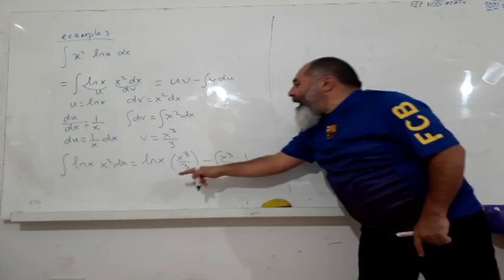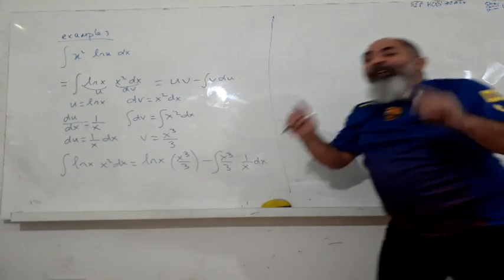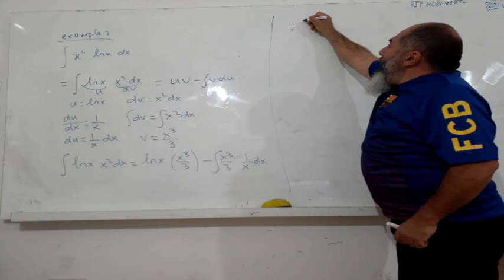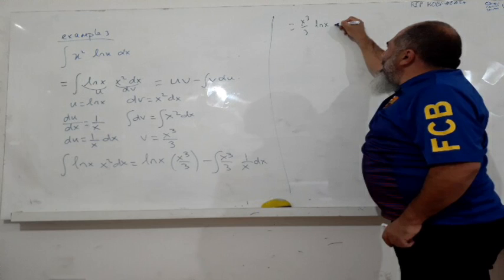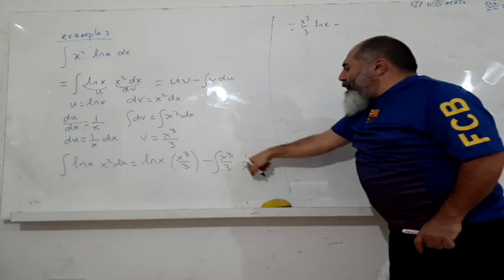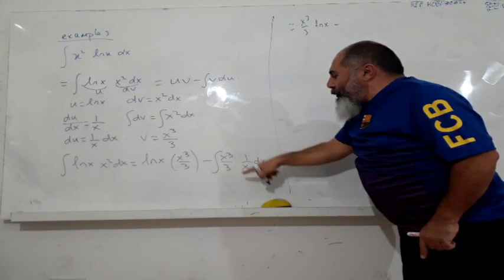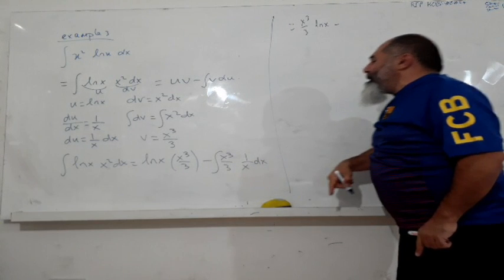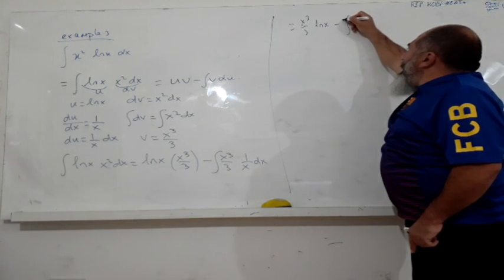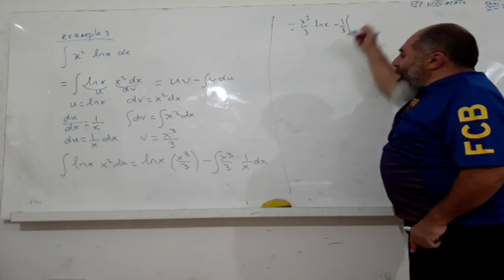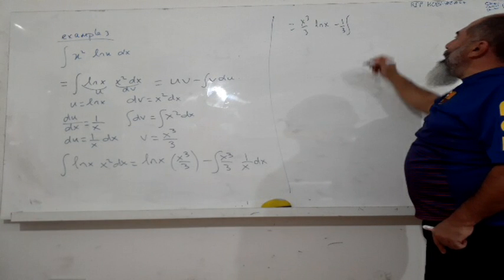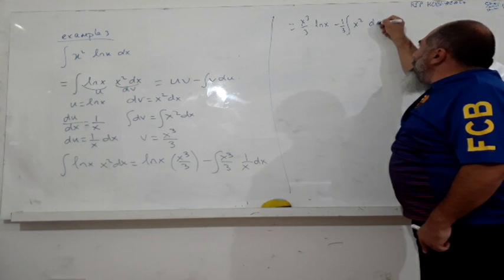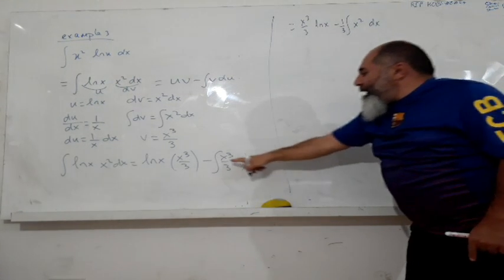X cubed over 3 ln x. Now let's do a quite simple simplification there. X cubed divided by x is x squared, and I'm going to take 1 over 3 outside of the integration to have a simpler integration there. Remember, x cubed divided by x is x squared, and I took 1 over 3 outside of the integration.